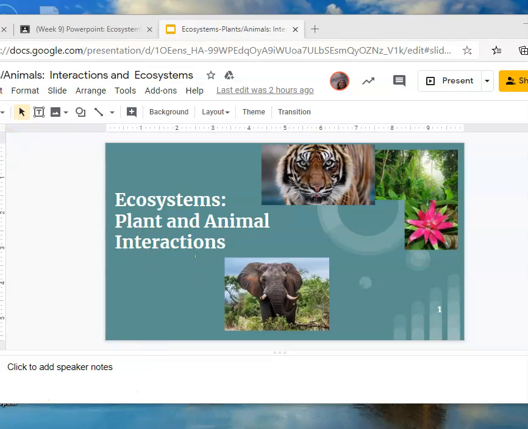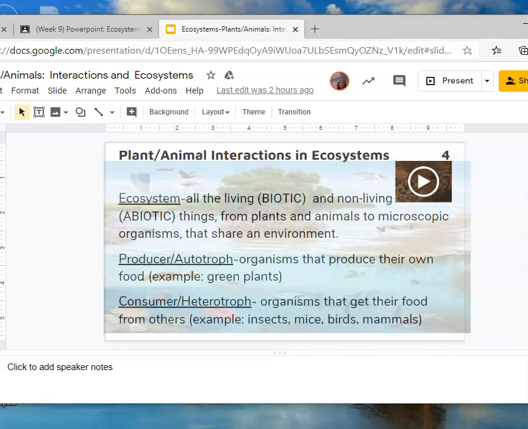And we covered quite a bit in our last reading, so we're going to do just an ever so quick review, starting with slide number 4, which was plant and animal interactions in ecosystems.